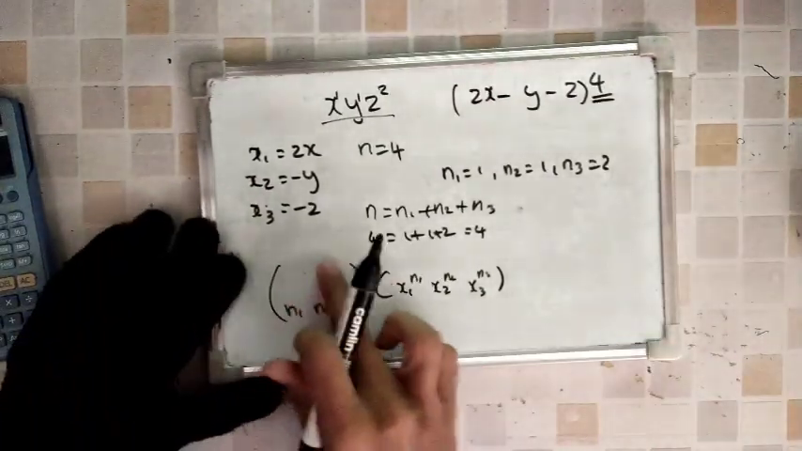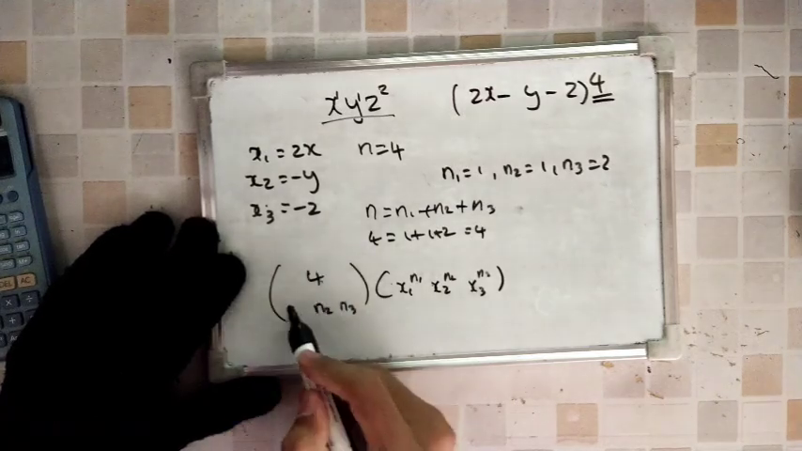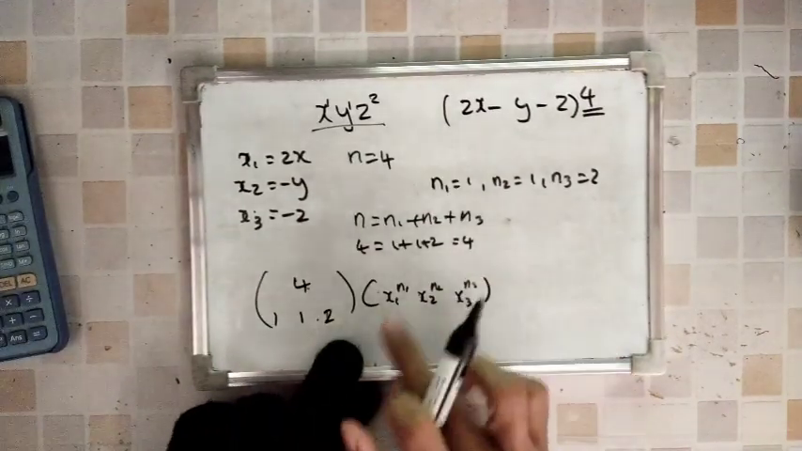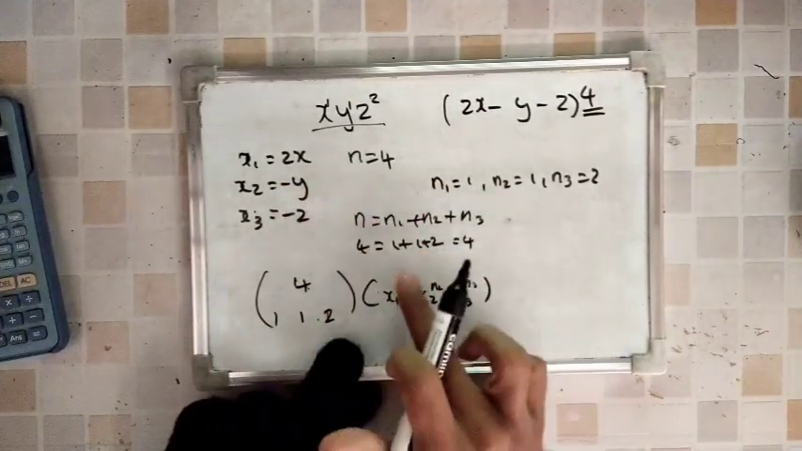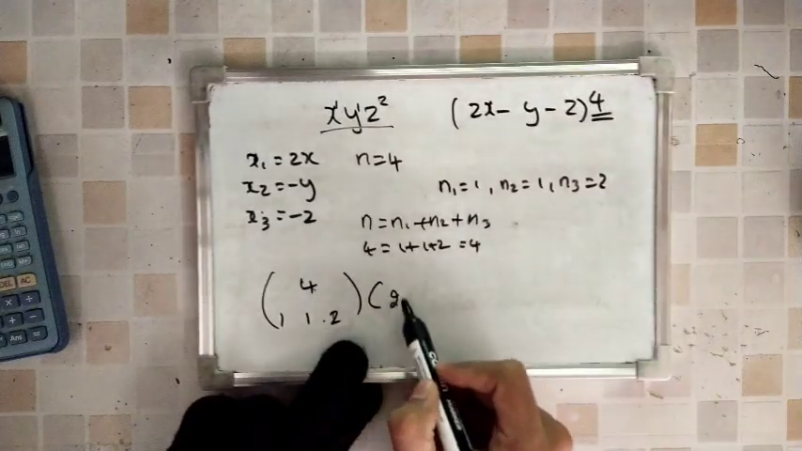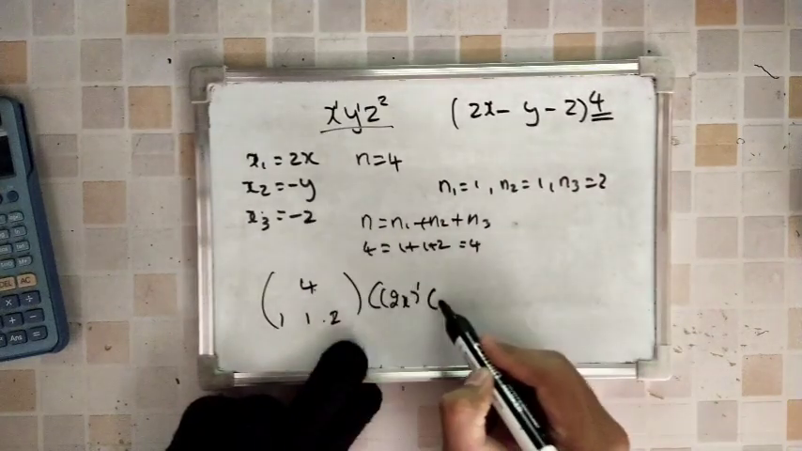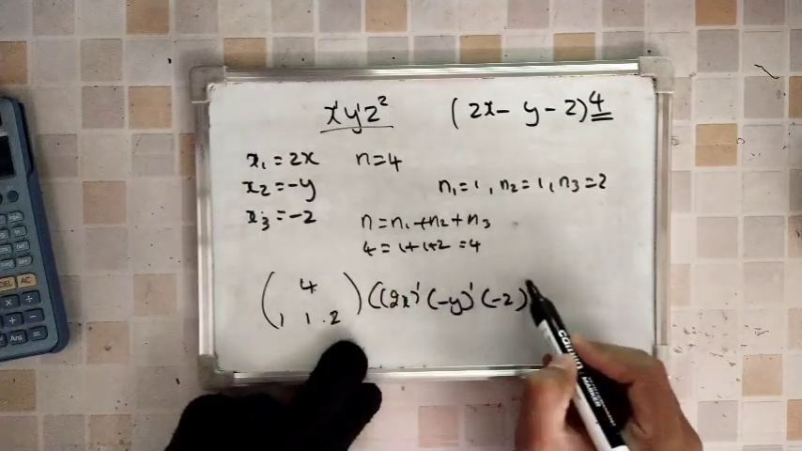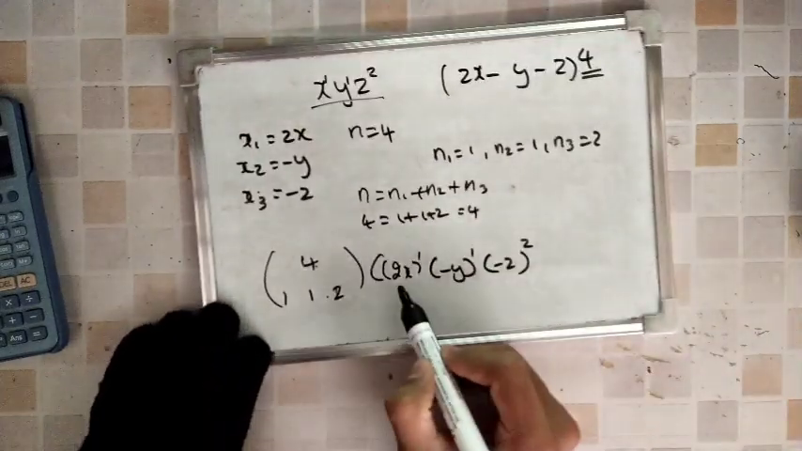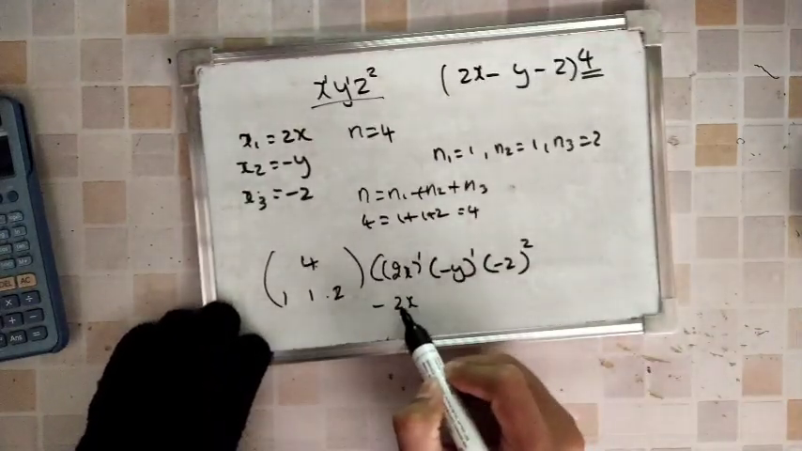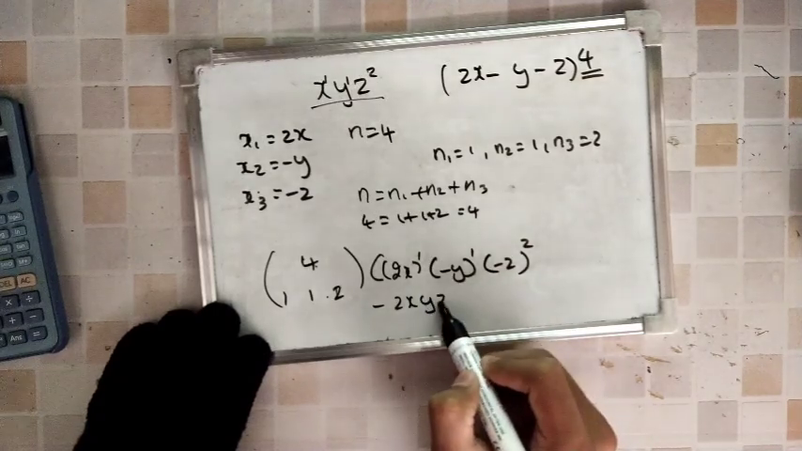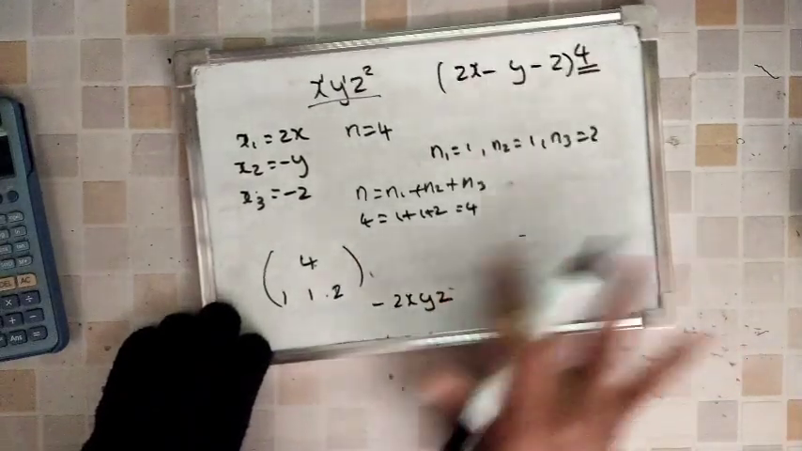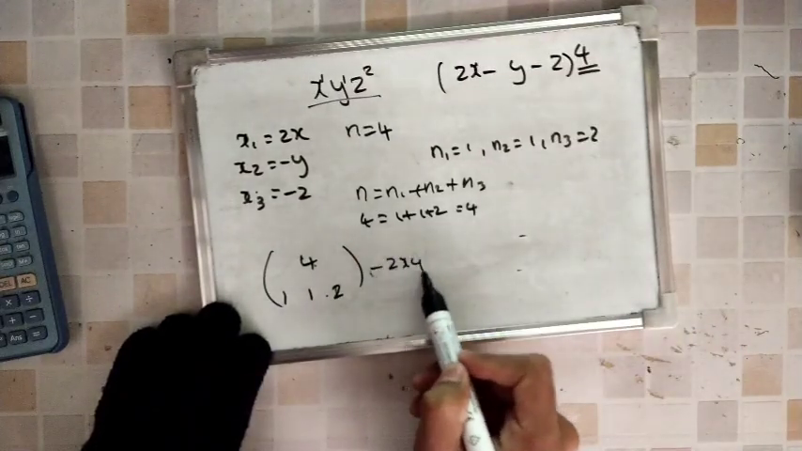Now let me just substitute. In place of n I have 4, in place of n1 I have 1, in place of n2 I have 1, in place of n3 I have 2, and this I can write as 2x to the power of 1 into minus y to the power of 1 into minus z to the power of n3, that is 2. What I will get is minus 2x y z square.